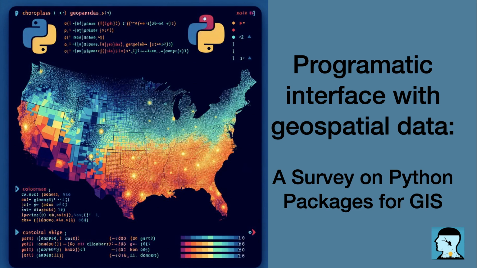PyProj is a library that provides geodetic transformations and coordinate system conversions. It allows users to convert coordinates between different coordinate reference systems, CRS, and perform calculations involving distances, areas, and azimuths. PyProj is particularly useful when working with data from different sources that use different coordinate systems, as it simplifies the process of ensuring consistency and accuracy in geospatial analysis.